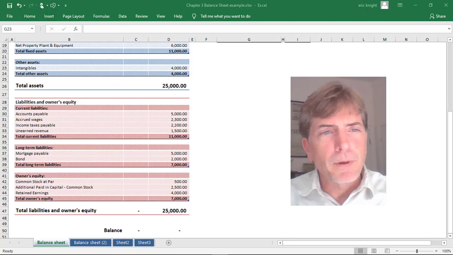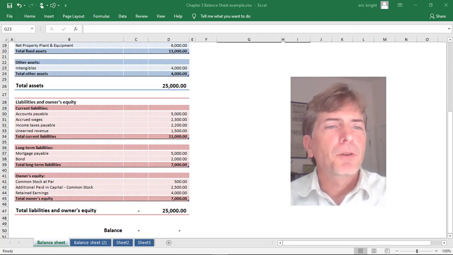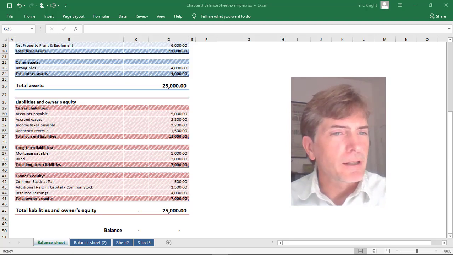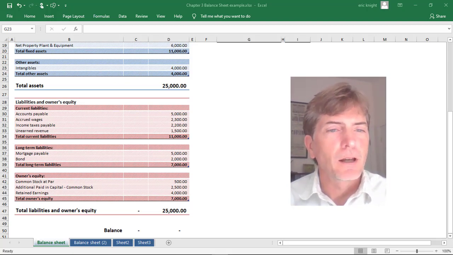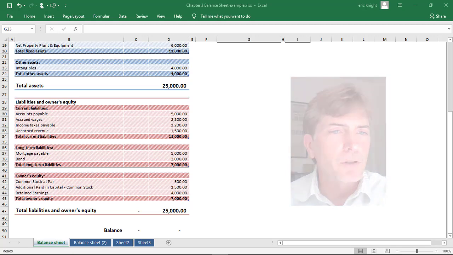So let's continue through the balance sheet. I know it's a lot, right? But the balance sheet now has the equity side. The equity side is the investors that have invested in our business. Usually, and in this case, we're going to be focused on stockholders.